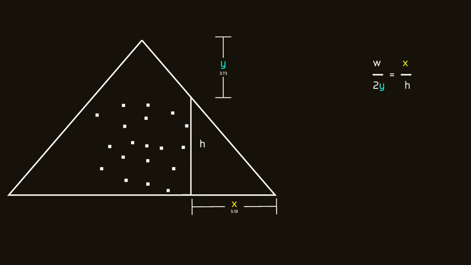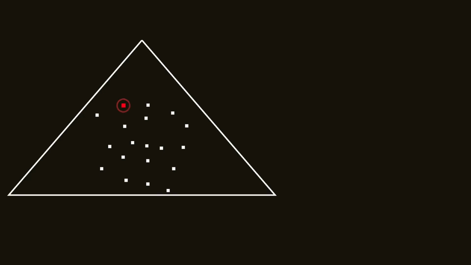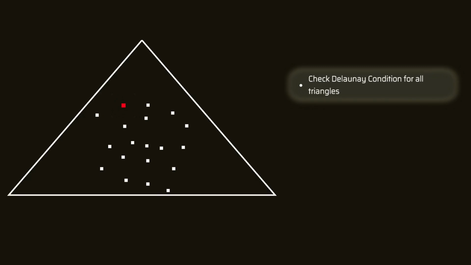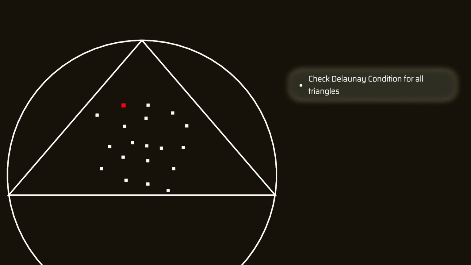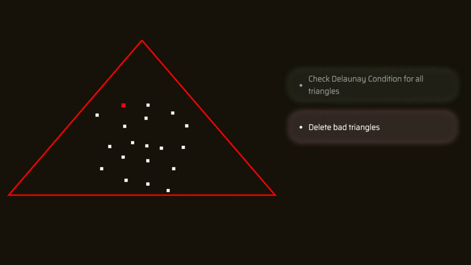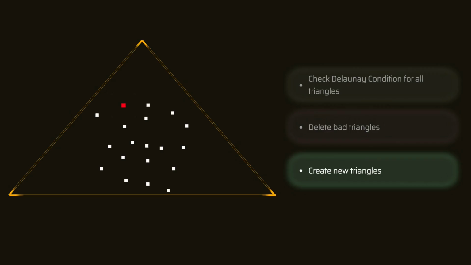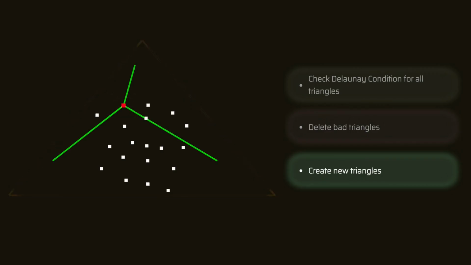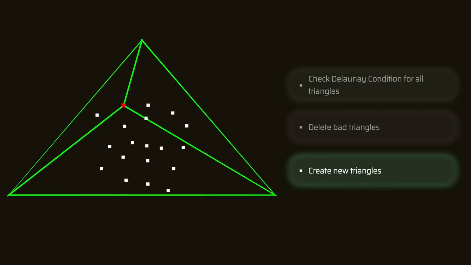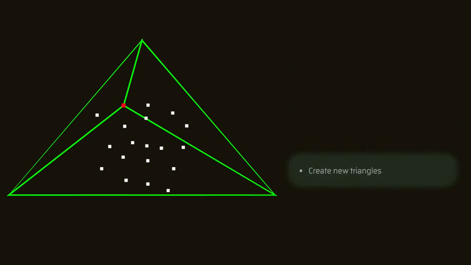Now that we have the super triangle, our next step is to loop through the vertices. And for each vertex point, we check if it lies within the circumcircle of the existing triangles. If it does, we delete that triangle. Then we create new triangles based on the edges of the deleted triangle and the vertex point. Good. Now we can go to the next vertex point and repeat the same.